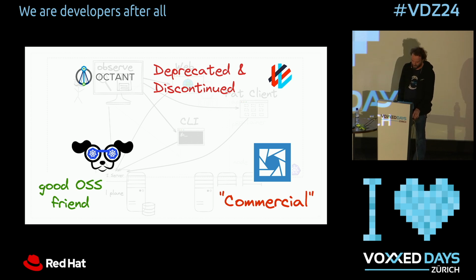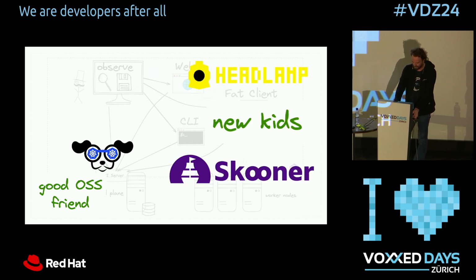Now, K9s, the one bottom left, has always been a good open source friend. This was always around, and I'm really using this a lot. In turn, there have been a few new kits coming around. So Headlamp and Schooner are two that I didn't know, that I just basically picked from that landscape and started to play with. But basically, they kind of underline my story here.